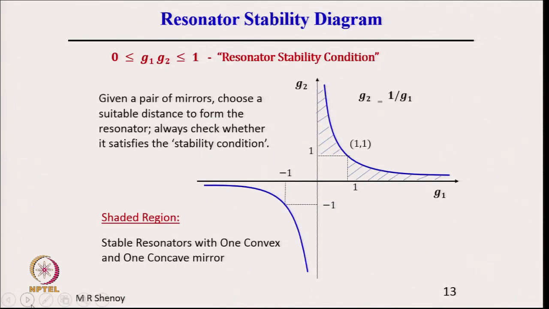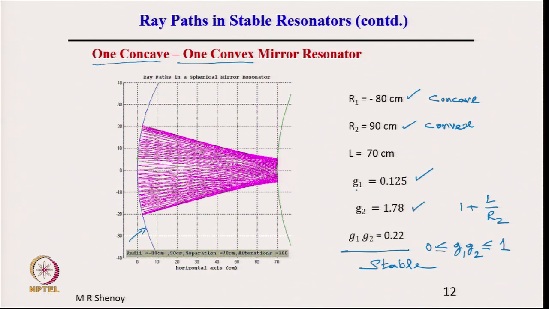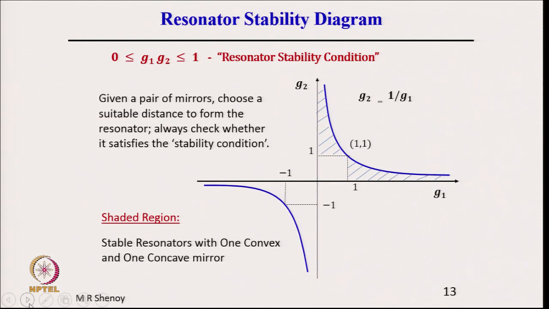What is shown here is the resonator stability diagram. In this, where will be the position of one concave and one convex mirror? If it is concave, G1 is less than 1. If it is convex, G2 is greater than 1, because it is 1 plus L by R2, and therefore, it will be in those regions where one of the G's is less than 1 and the other G is greater than 1. That is illustrated here.